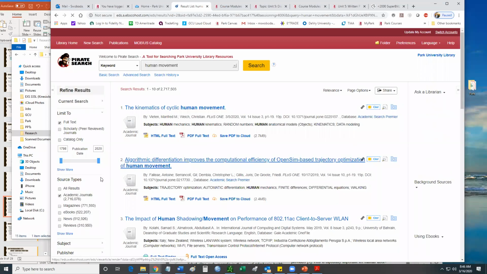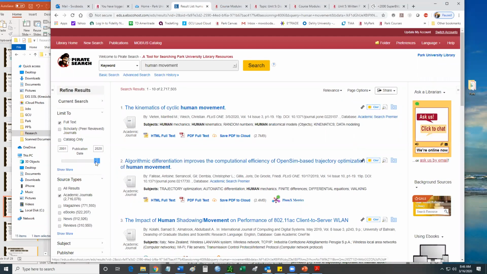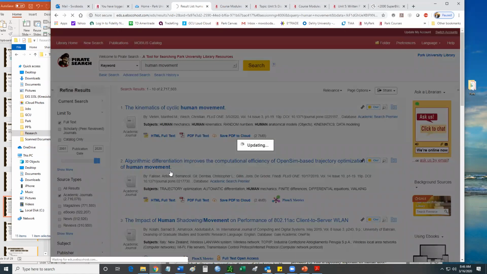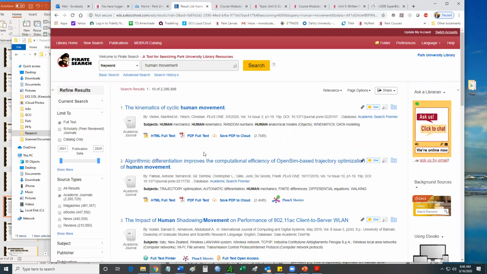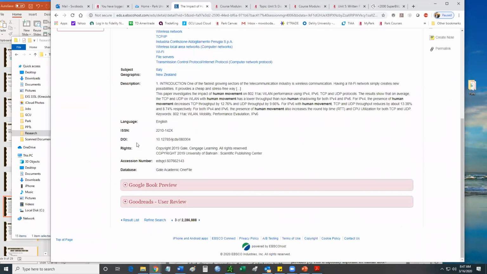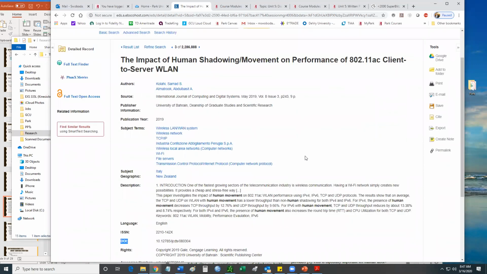Then I would set your publication date to at least the year 2000, just because it'll filter out a lot of stuff that isn't relevant. But if you look here, the very first one has a DOI number right there. You see how that's all right there? If you click on the actual title and scroll down, it'll show you the DOI. As long as it has a DOI, that's what you need.